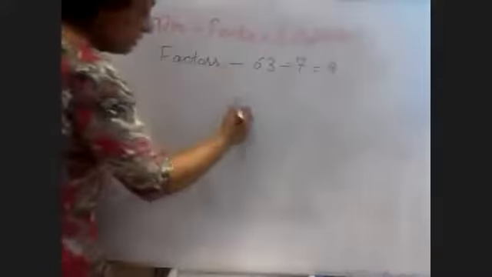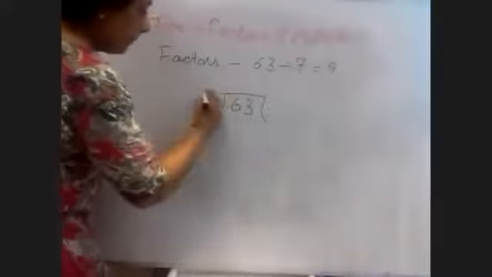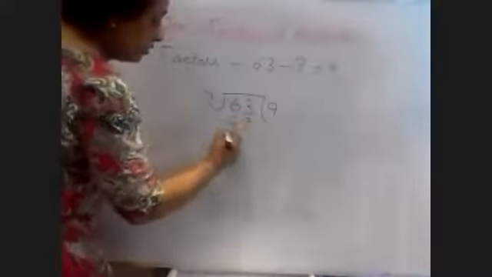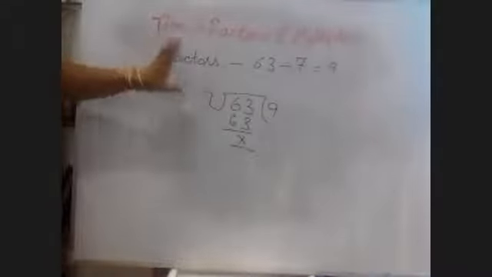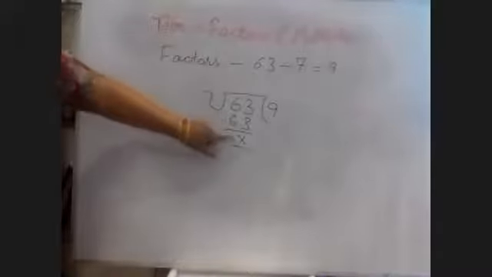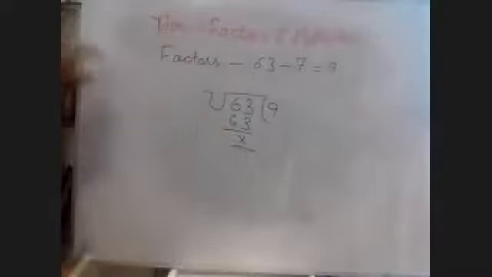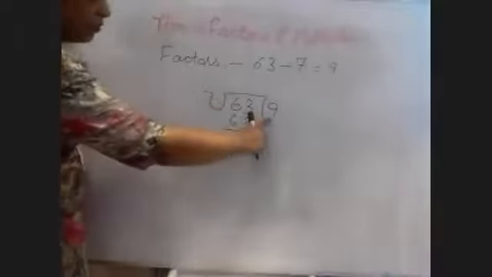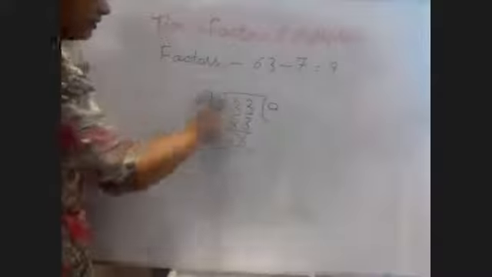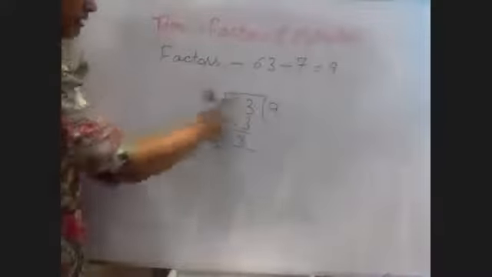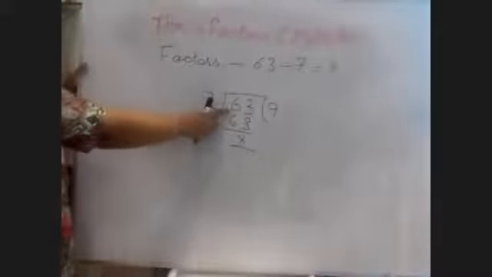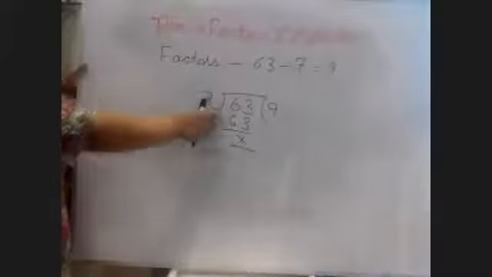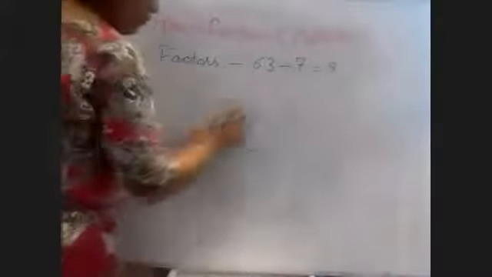Again, 63 divided by 7, remainder is 0. So what are factors? When we divide any number and our remainder is 0, then the divisor and quotient, 7 and 9, are factors of the dividend. Clear, students?